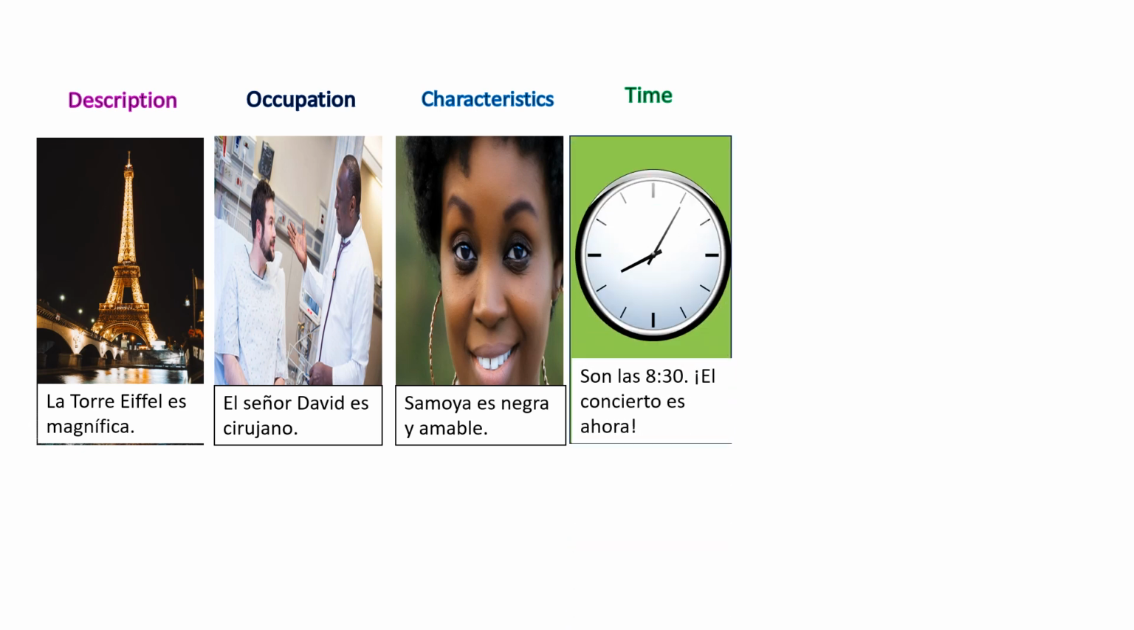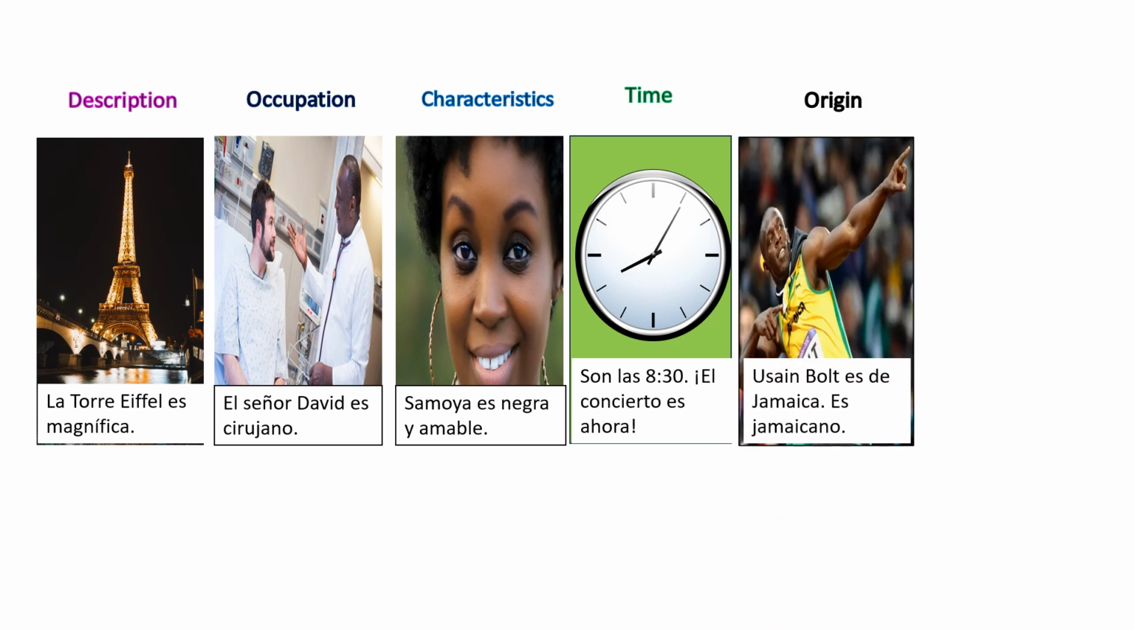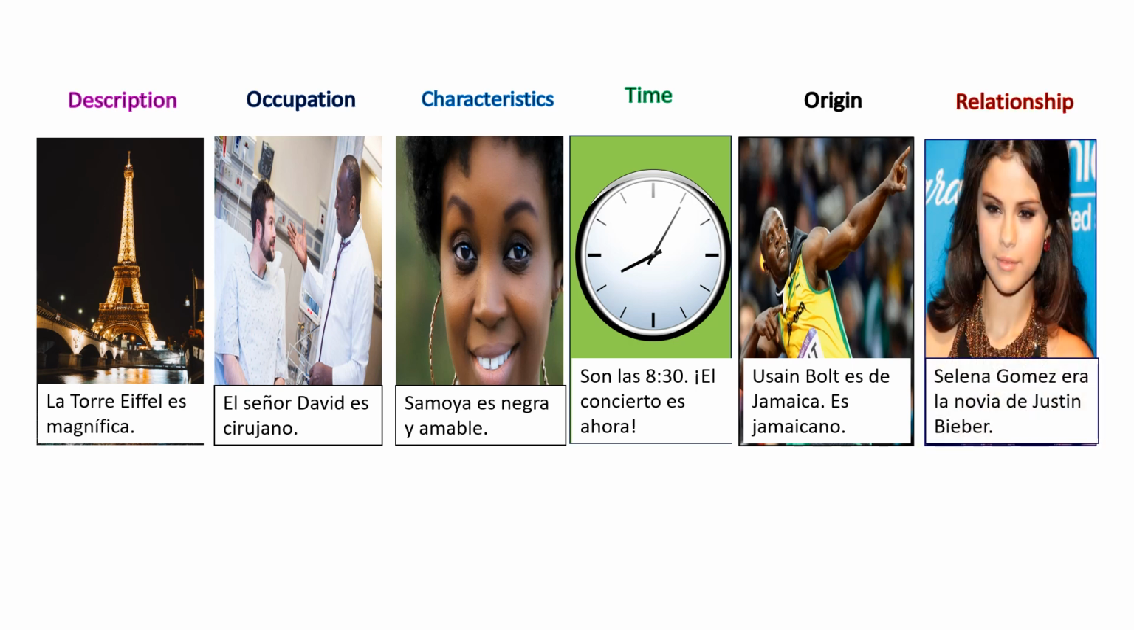Son las 8:30. El concierto es ahora. Next one, the next O, which is origin. Example, Usain Bolt es de Jamaica. Es jamaicano. And the last one, relationship.